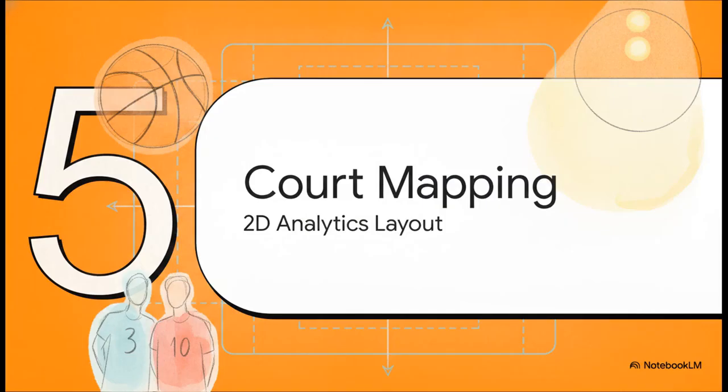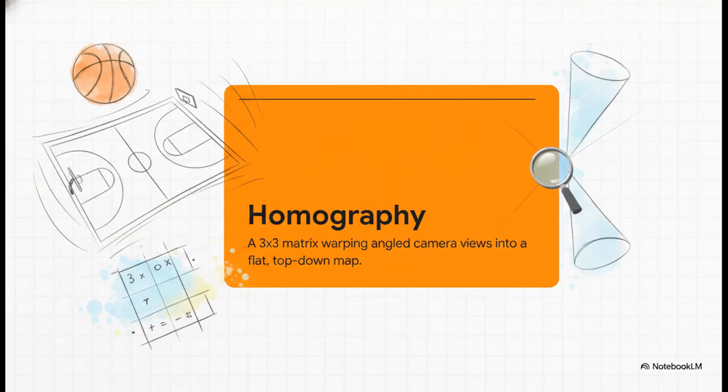Section 5, Court Mapping. Knowing who has the ball and what number they wear is awesome, but to generate real analytics, our tactical coach needs to map them to a 2D clipboard. To pull this off, we use something called homography. Understanding this is absolutely essential. Homography is the mathematical magic that warps our standard angled video frame into an accurate, flat, top-down layout. It uses a 3x3 matrix to basically translate a pixel on your screen into a real-world coordinate on the hardwood.